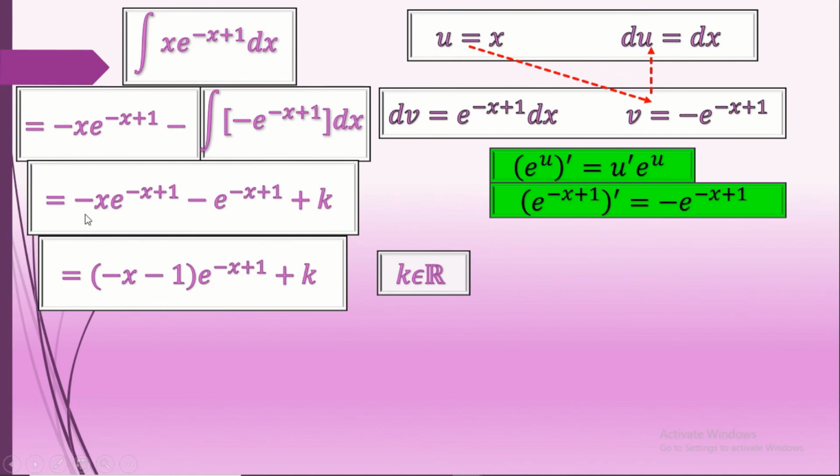Well, now if you know something, exponential(-x + 1) is common on both terms. We can take it as a common factor. What remains here? -x, here minus, there's nothing, so it's 1. So it's (-x - 1) exponential(-x + 1).